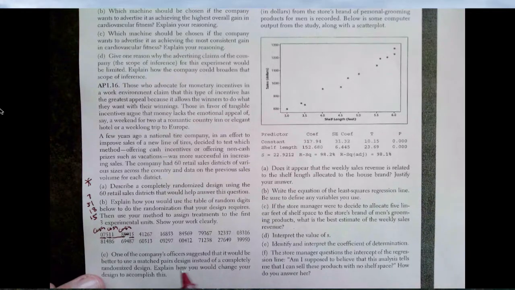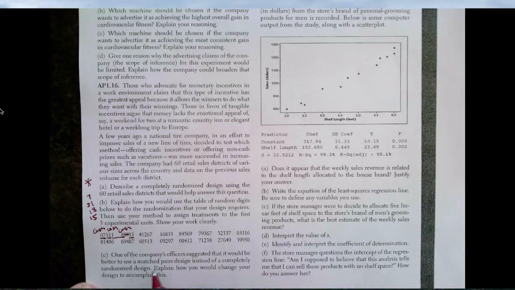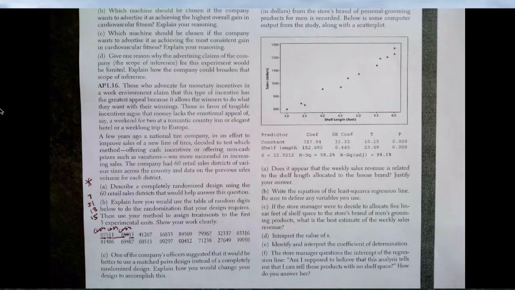All right, one of the company's officers suggests that it would be better to use a matched pair design instead of a completely randomized design. Explain how you would change your design to accomplish this. There are two ways you could do that. The first way is to pair up stores to be as identical as possible. You could look at the demographics of where they are. Are they in a country district? Are they in an urban district? Are they having good sales? Bad sales? How large are they? You could pair them up as best you can. Then you'd have one of each pair randomly assigned to the cash and the other assigned to the vacation incentive, the tangible. And then you would just compare those two at the end.